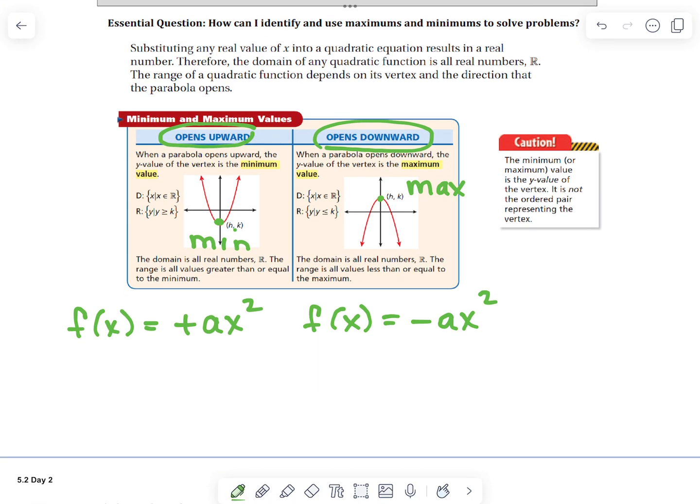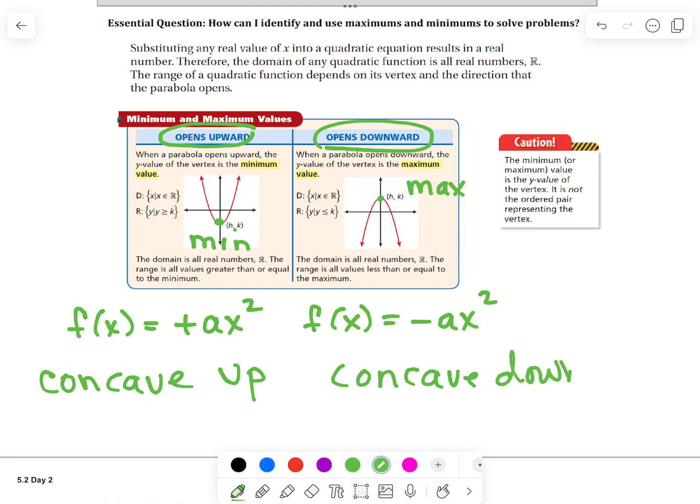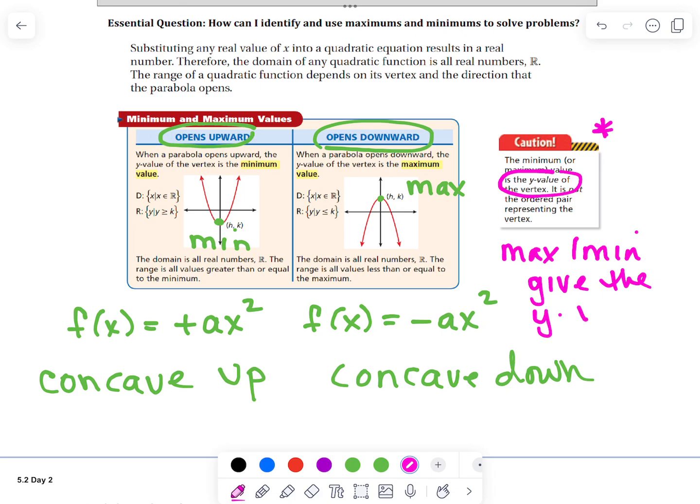So we call this concave up, and this one concave down. The caution sign over here says the minimum or maximum value is the y value of the vertex. It is not the ordered pair. So when we ask you for the max or the min, give the y value.